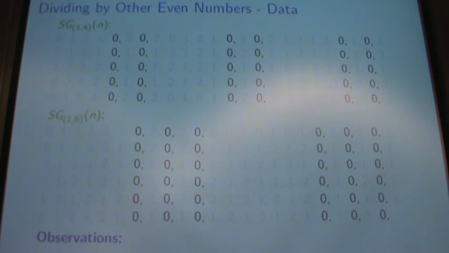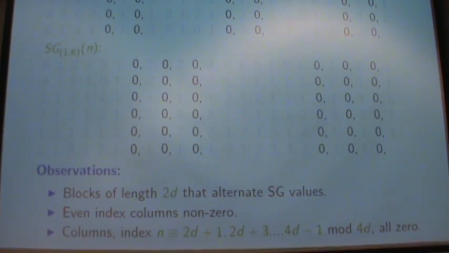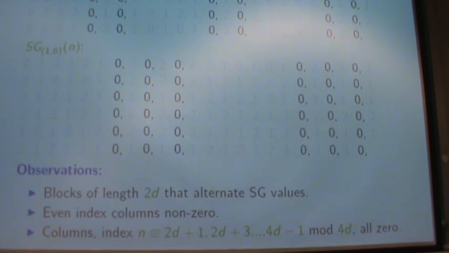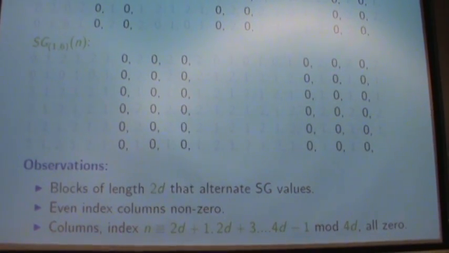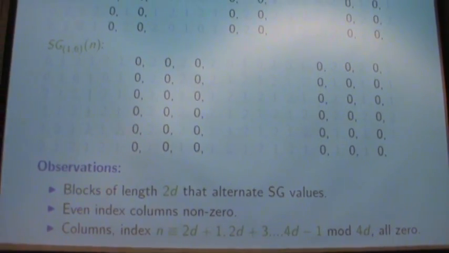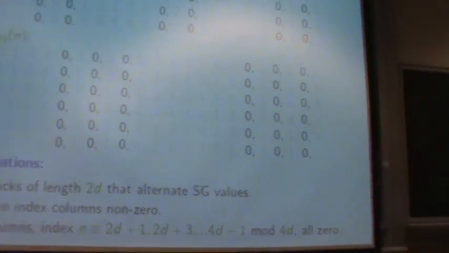We also notice some similar things about the columns. I didn't highlight them, but if you check all of the columns that are sort of an even index, they're all going to be non-zero. And in addition, we notice some columns that are all 0. And these are the ones that have particular indices modulo 4D. And again, this is only a little bit of the data.